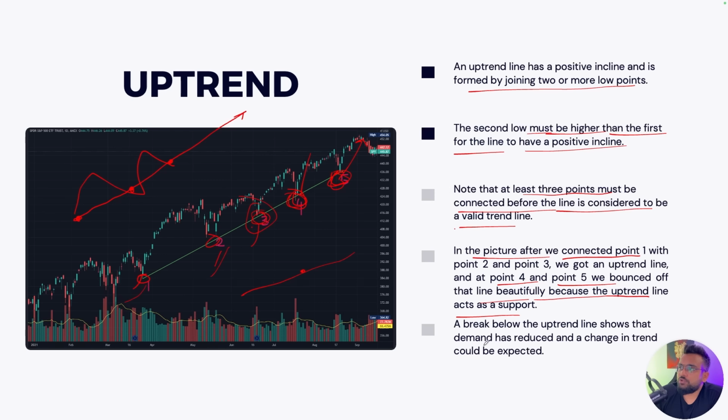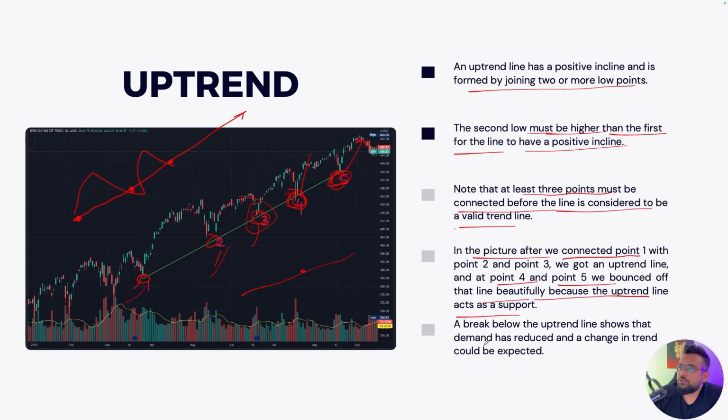If it breaks below it, that means sellers are going to take over. Bears have taken over. Now let's go over the downtrend line. The downtrend line has a negative incline. You see this negative incline downwards. It's formed by joining two or more higher points. You join higher points right here, the top of candles. The second high must be lower than the first for the stock to have a negative incline.